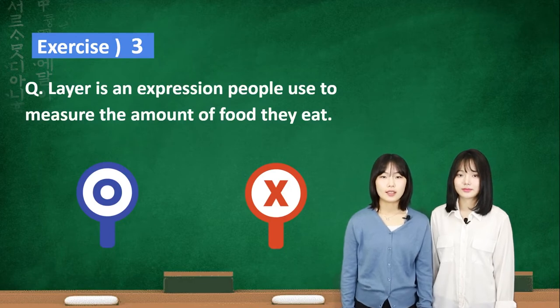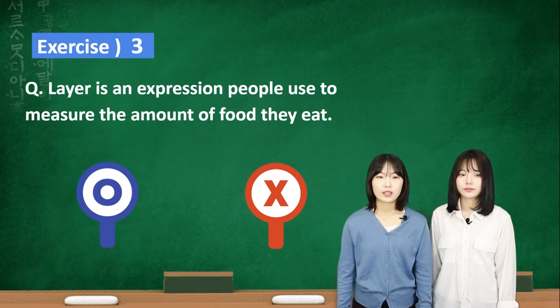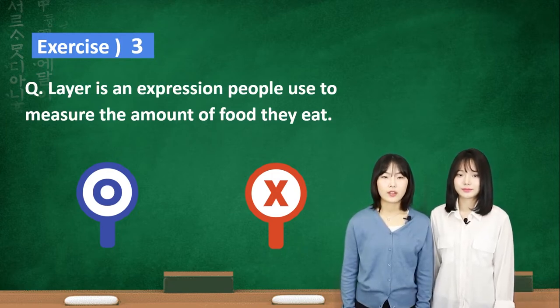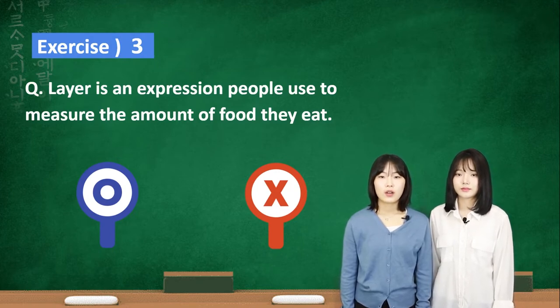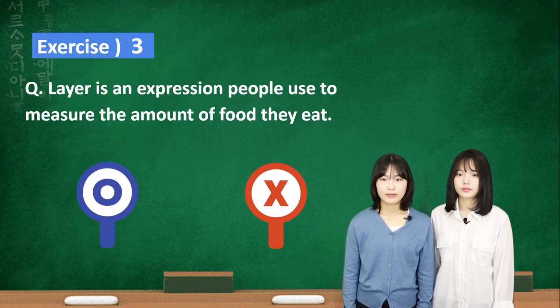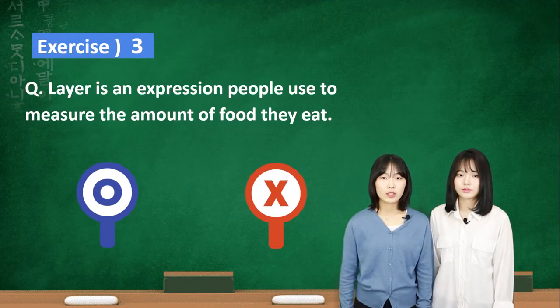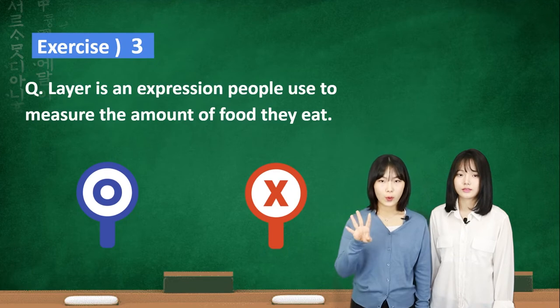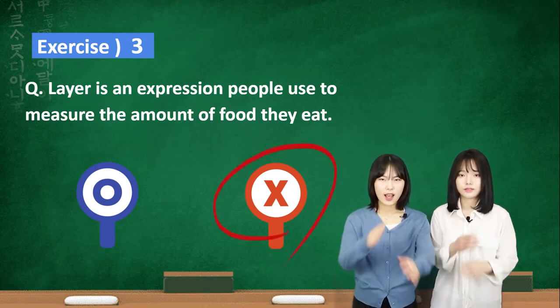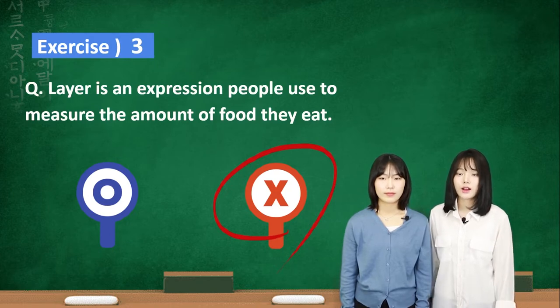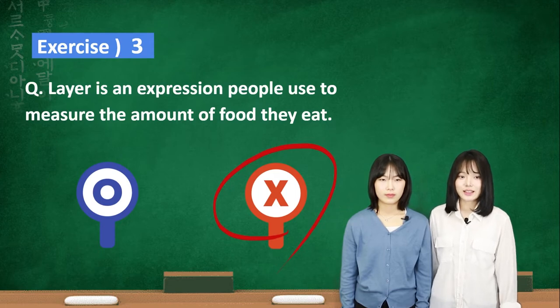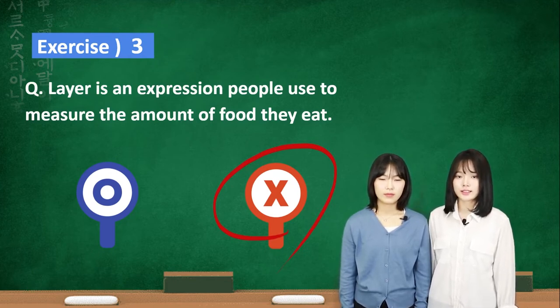Please look at the sentence and select O if it is correct and X if it is incorrect. 층 is an expression people use to measure the amount of food they eat. O or X. I will give you 5 seconds. 5, 4, 3, 2, 1. Yes, the correct answer is X. 층 is an expression used to count the number of floors in a building. The expression people use to measure the amount of food they eat is 인분.